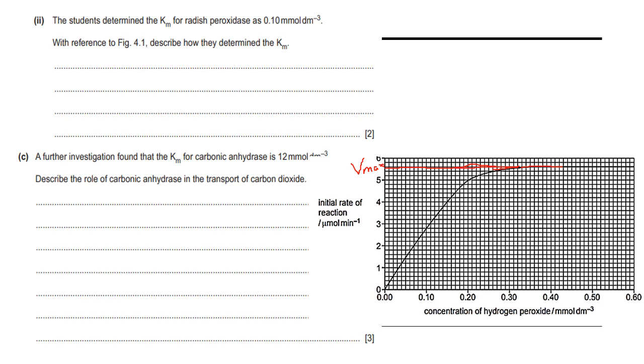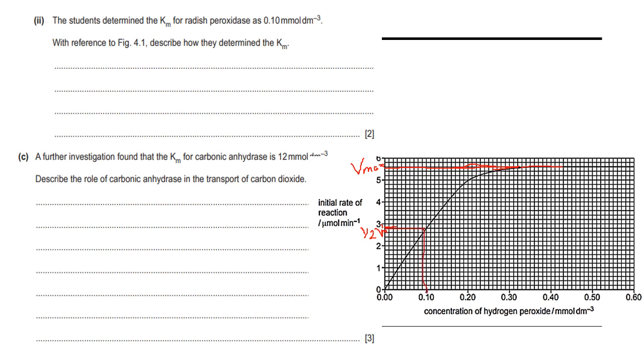If you divide 5.5 by 2, I think you get 2.75. So you can maybe come somewhere here, and this would be your half Vmax. Now Km is the corresponding value on the x-axis for half Vmax. So you simply draw a line there and then you trace it down to the bottom. That's obviously not a straight line, but if I draw it properly, it would actually come down to 0.1 there.